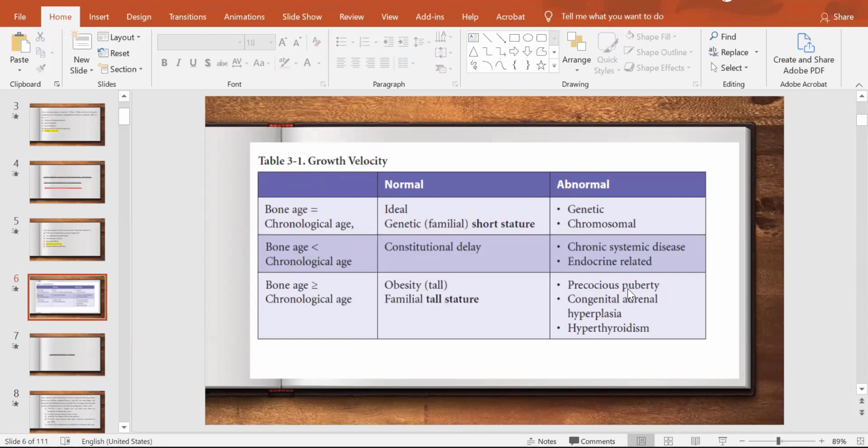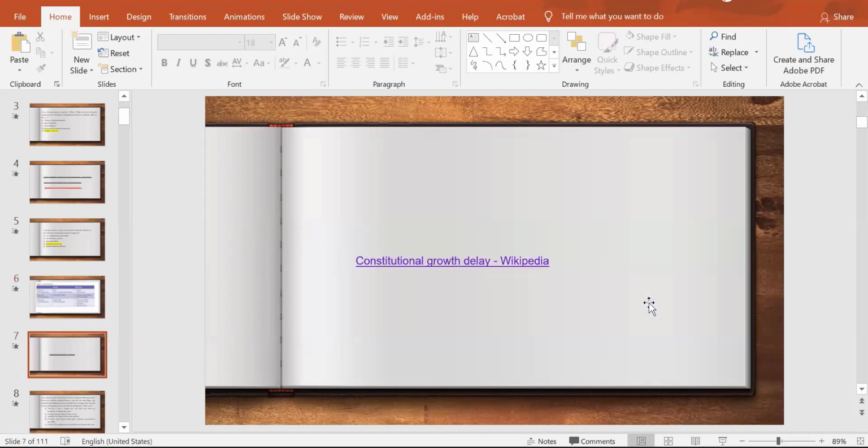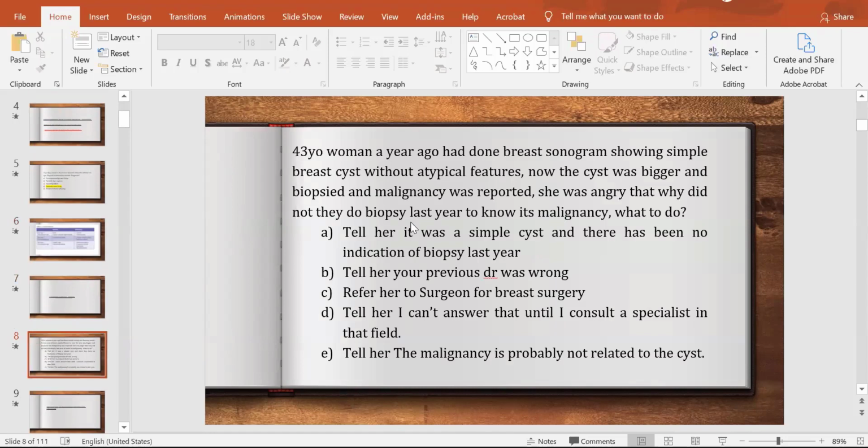Like you cannot say precocious puberty unless you know that bone age is more than chronological age. So bone age should be the first investigation rather than going to the hormonal assay first. Clear?